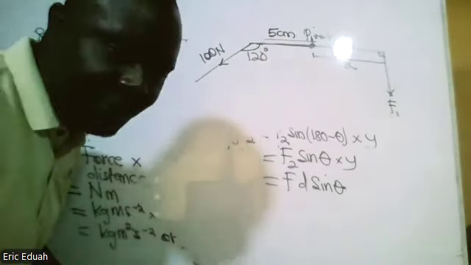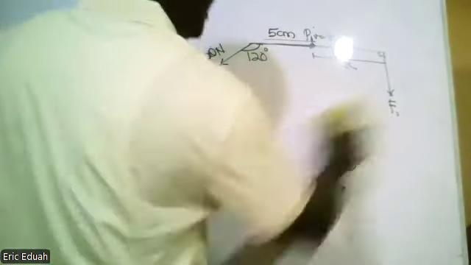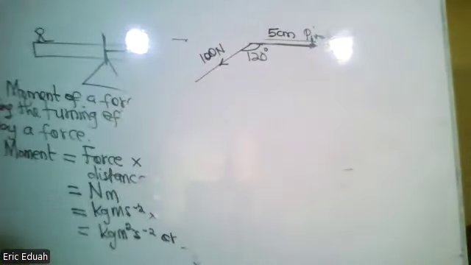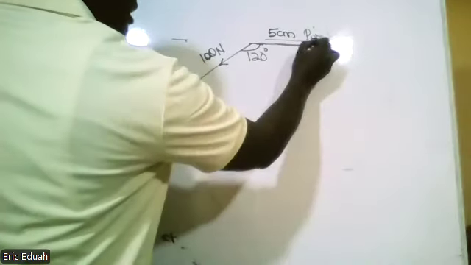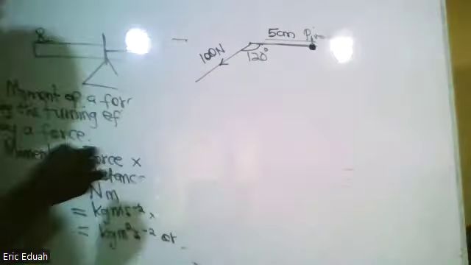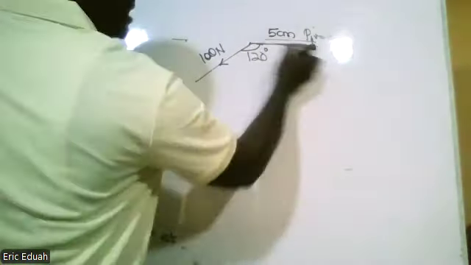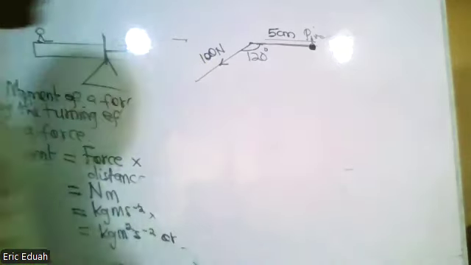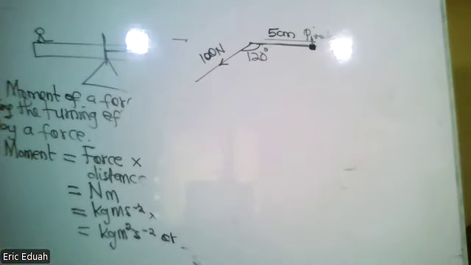Try first before I come in. We are only looking at, there's a pivot here. A force of 100 Newton acts at a distance of 5 centimeters from the pivot at an angle 120. Calculate the turning effect produced by this force.